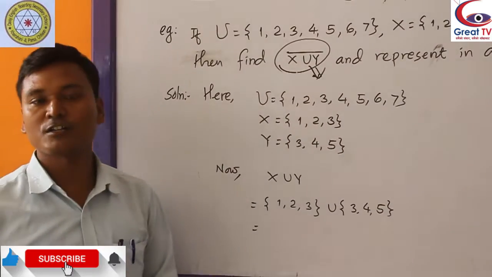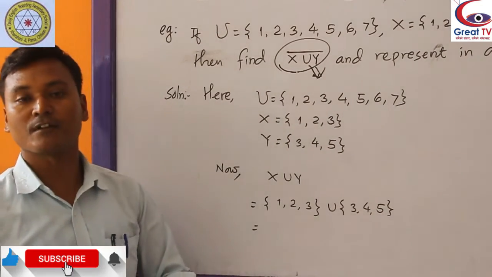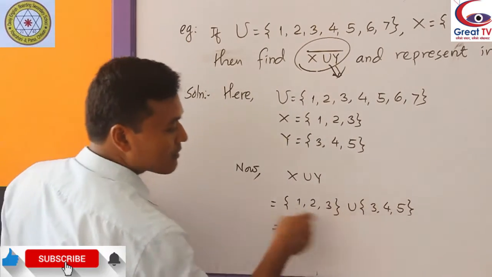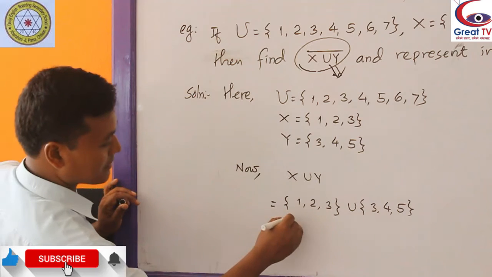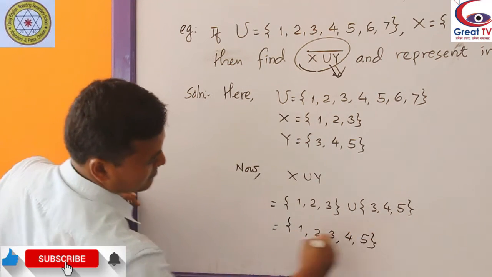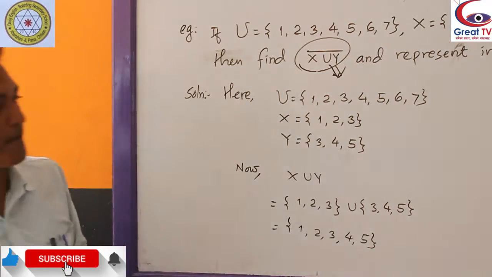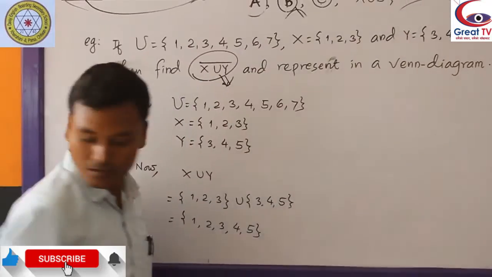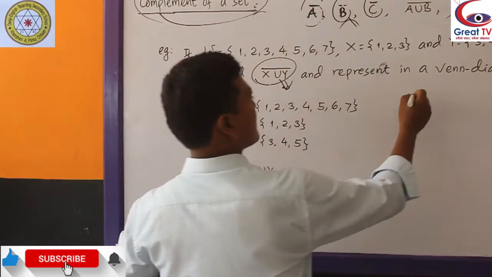How to find the union of sets? You read already in class 6 and 7 as well. By union we write all the elements without repeating. 1, 2, 3, 4, 5. This we got as X union Y. But we are finding X union Y complement, so let us find that.